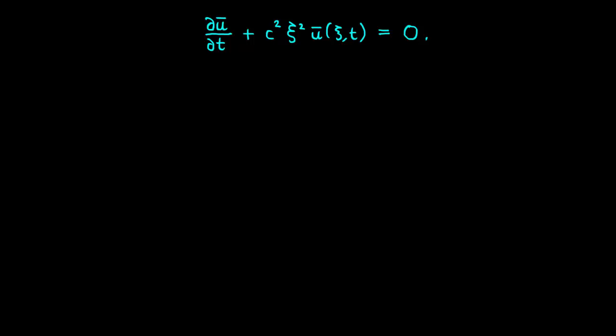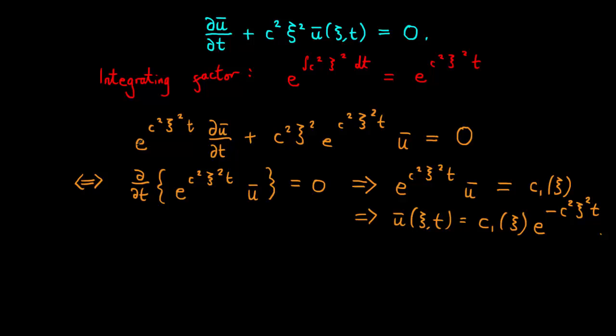That suggests that an integrating factor method might be a good idea. So let's do that. Let's have a look at an integrating factor. We choose e to the integral of whatever's in front of the non-differentiated unknown quantity. So we'd have e to the integral of c squared xi squared with respect to t, or in other words, just e to the c squared xi squared t. So we multiply absolutely everything by that. That gives us this expression here.